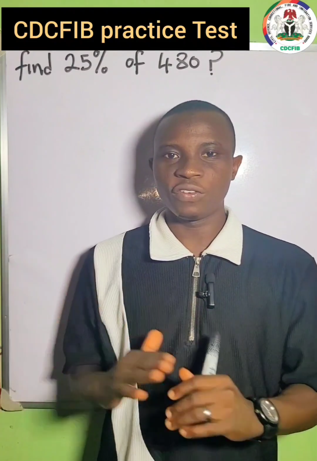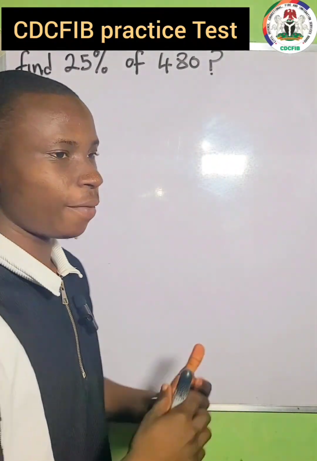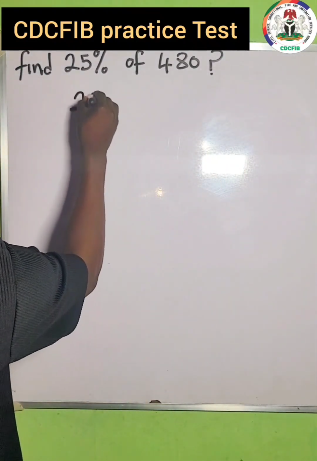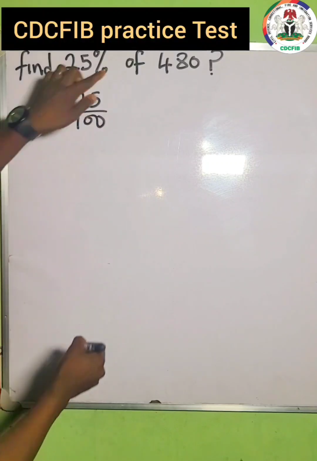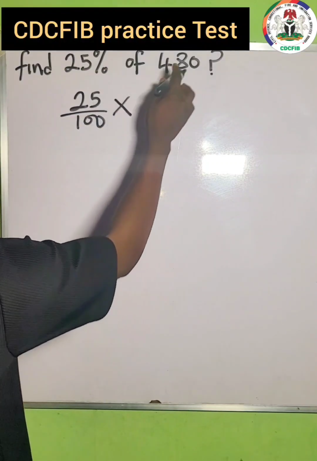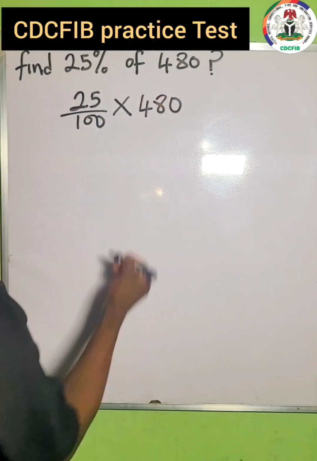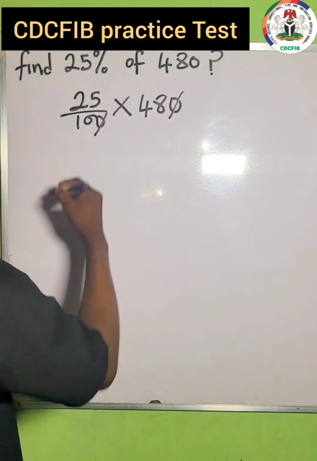We are asked to find 25% of 480. 25% implies 25 divided by 100, and "of" in mathematics means multiplication, then by 480. Then this 0 is going to cancel the 0.